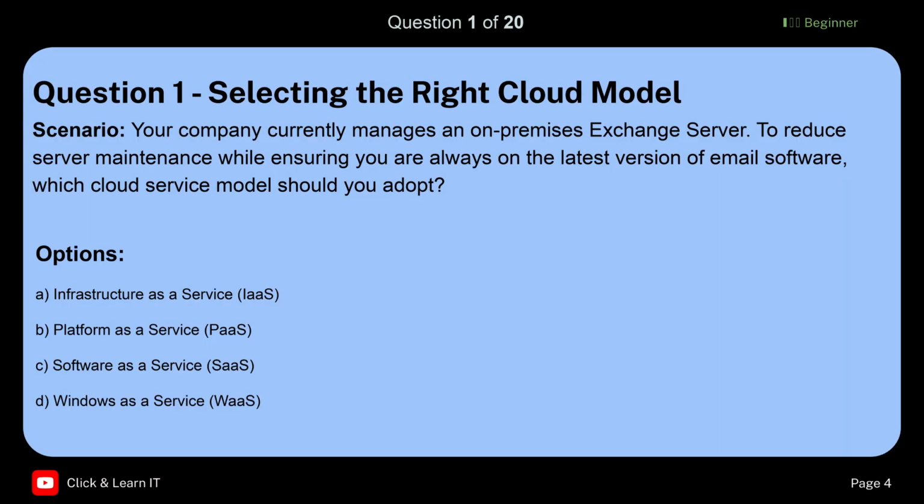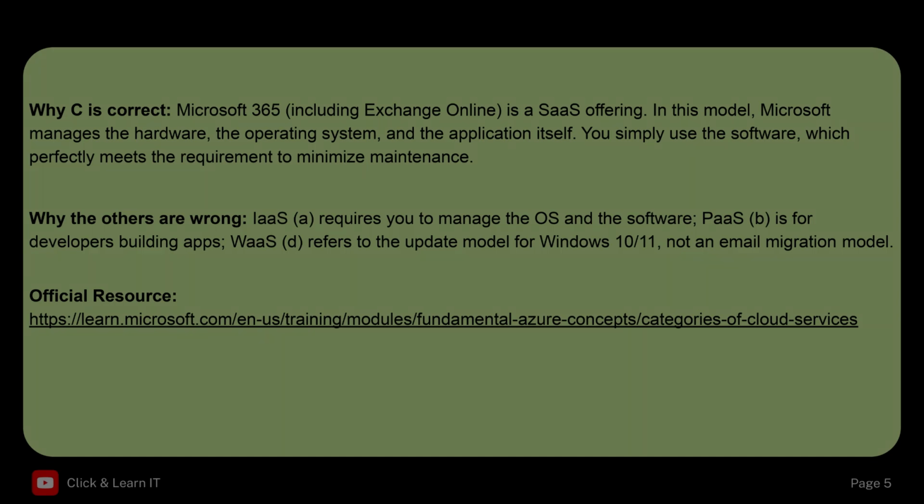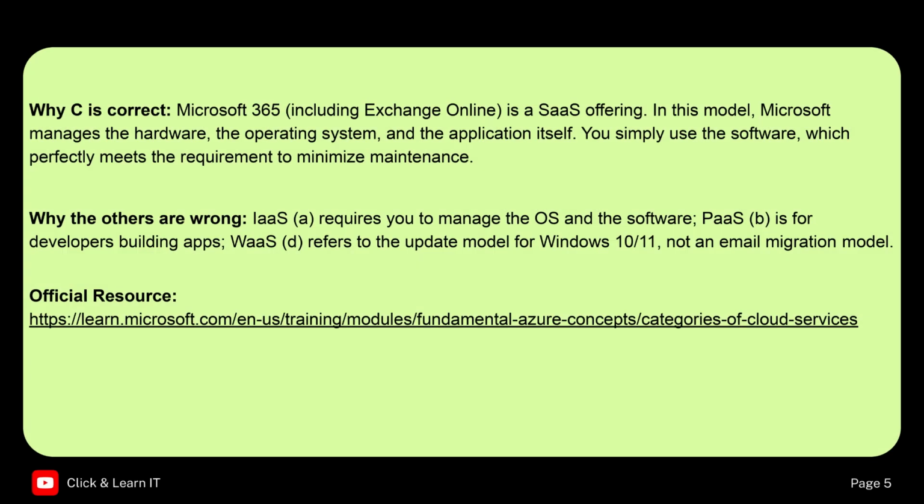Question 1. You are moving from an on-premises Exchange server and need to reduce maintenance while staying current. Which cloud model should you adopt? The correct option is C, Software as a Service or SaaS. Microsoft 365 is a SaaS offering, meaning Microsoft manages the hardware, OS, and application, minimizing your maintenance needs.